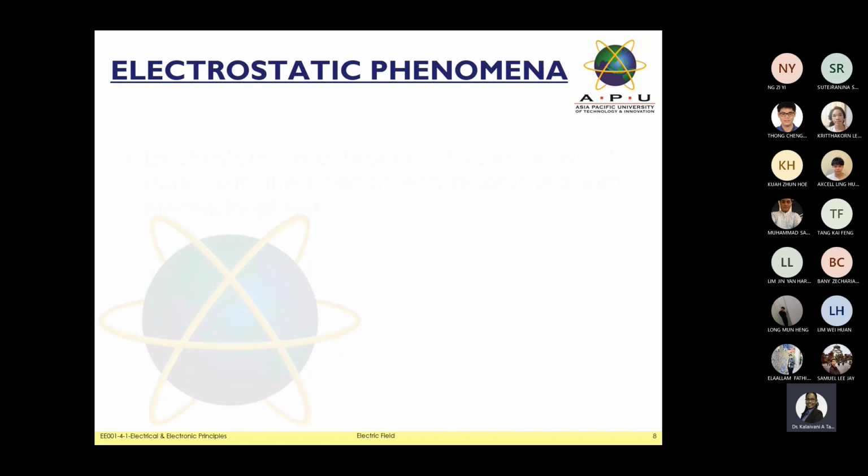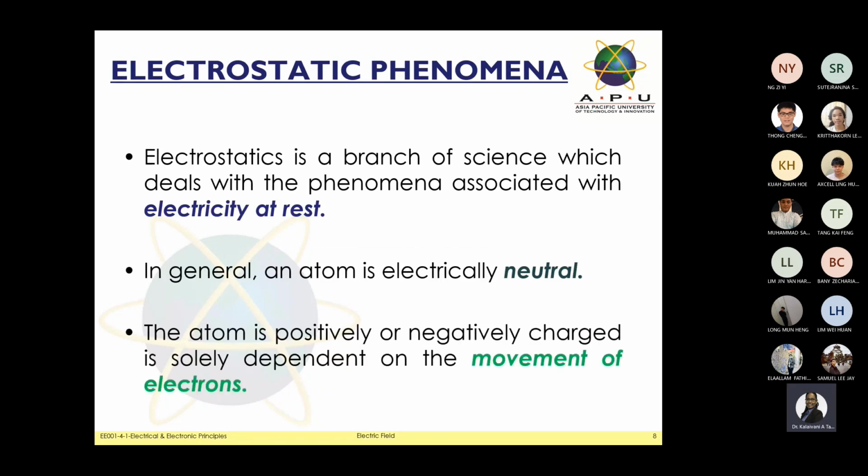Besides that, there are some explanations based on electrostatics. You may have a look at them. So let me go through one of the most important points you need to know about electrostatics. When they say an atom has a positive or negative charge, it solely depends on the movement of the electrons. So most of the time you need to look at the movement of the charge.